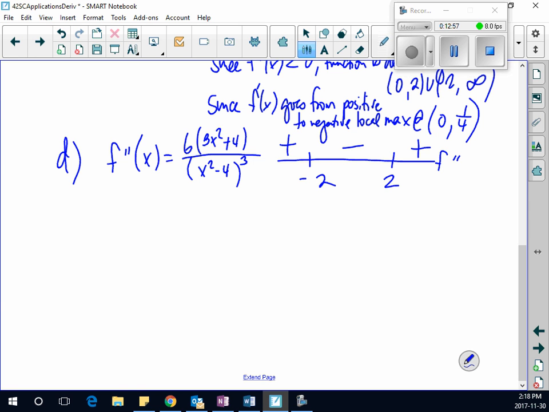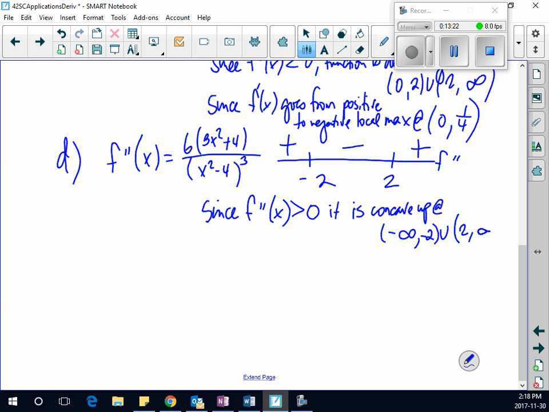So what does that mean? Since f double prime is greater than 0, it is what? Concave up at negative infinity to negative 2, union 2 to infinity.